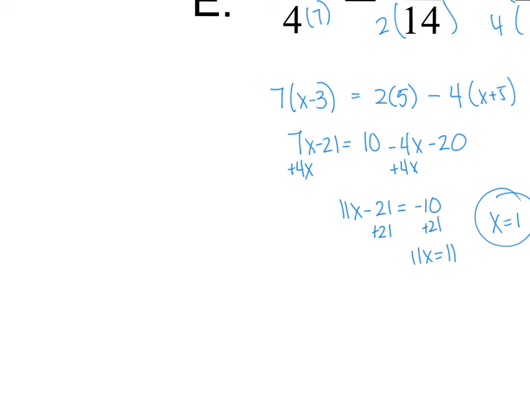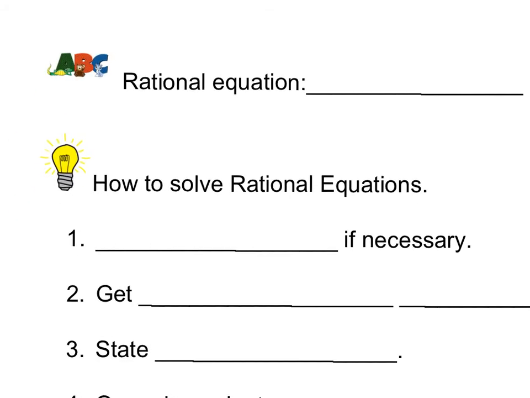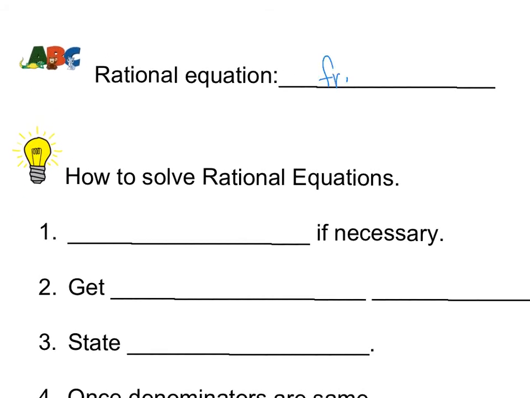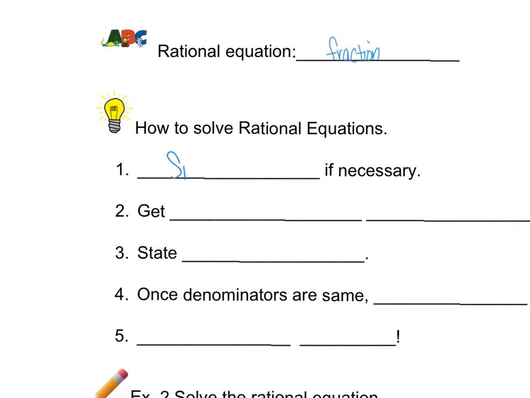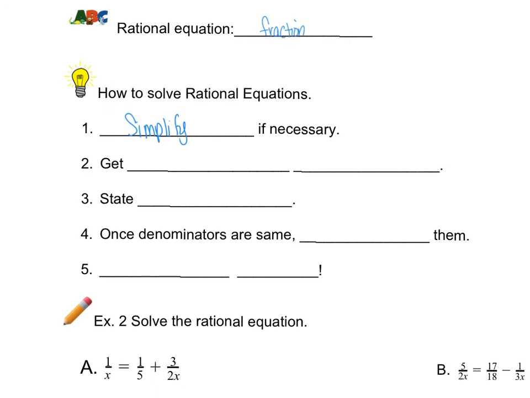All right, so now we're going to do rational equations. So a rational equation is simply just a fraction. And so how we solve, we're going to simplify if necessary. Usually doesn't happen very often. We're going to get common denominators. We're going to state our domain because we have x's in our denominators now. We're going to drop those denominators once they're the same, and we're going to solve our tops.